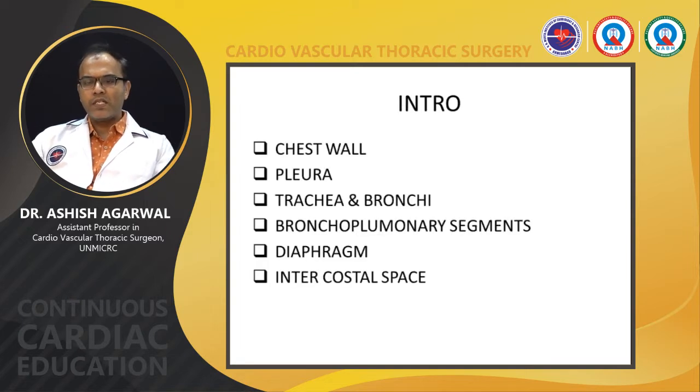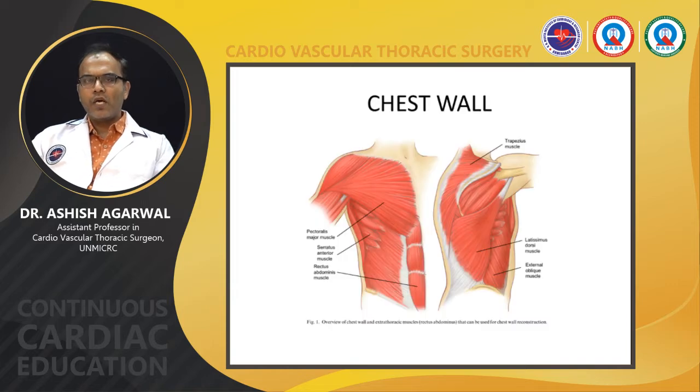During this presentation, I will briefly discuss these topics: chest wall, pleura, trachea and bronchi, bronchopulmonary segments, diaphragm, and intercostal space. The rest of the topics will be discussed later by senior faculties of the team. In the chest wall, I focus mainly on these 6 principal muscles, which are used for reconstruction of chest wall defects and protection of bronchial stumps or filling of the cavity post pneumonectomy.